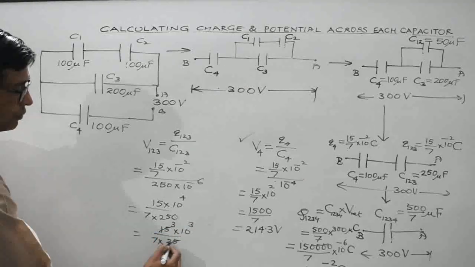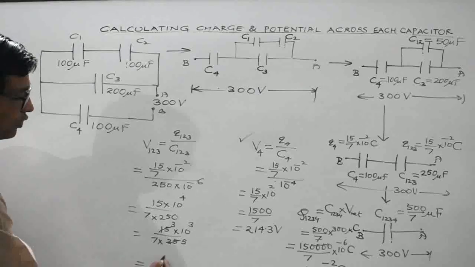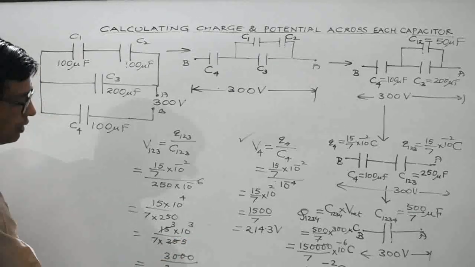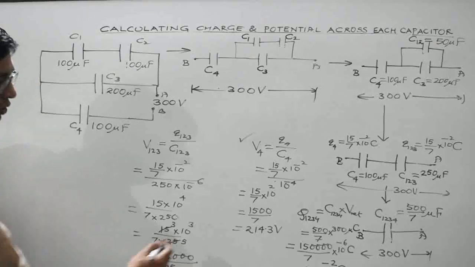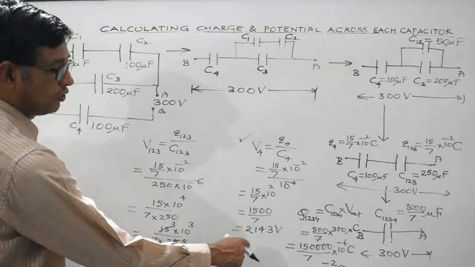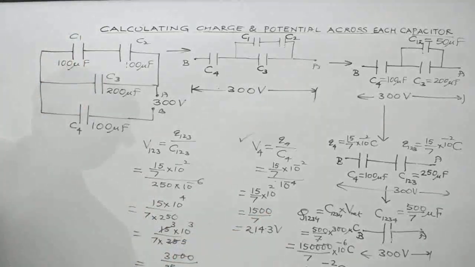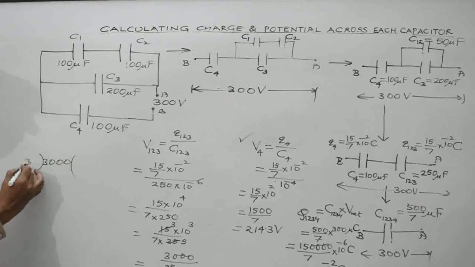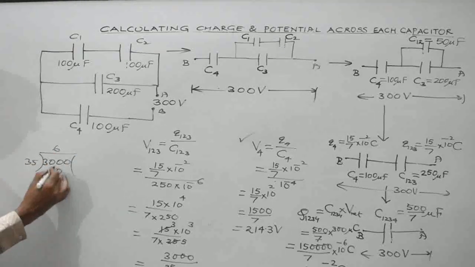So what you get is 3000 divided by 35. You can solve it, and you will get the answer to be 300 minus 214.3. I am very, very sure. Right? So if you solve it, 3000 by 35.